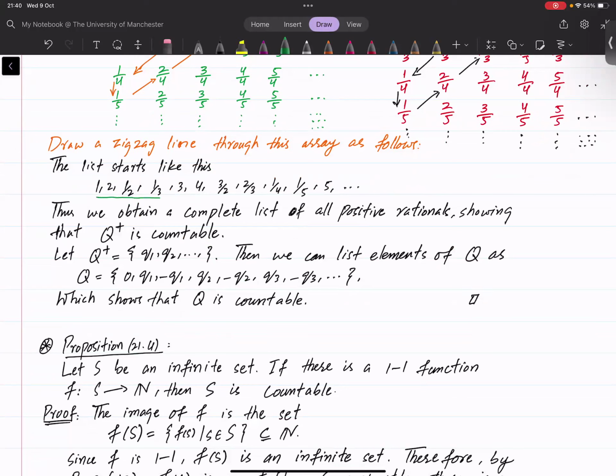So this is the list of elements that we want to talk about. That's how we list the positive integers. Thus, we obtain a complete list of all positive rationals, showing that Q plus is countable. That's amazing. Now, we can write these elements by identifying them as Q1, Q2, Q3, and so on.